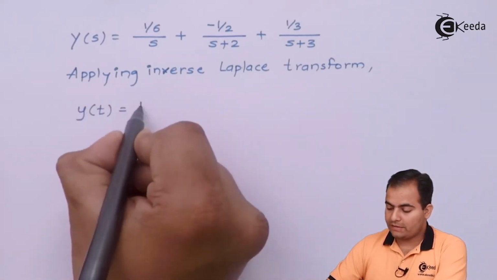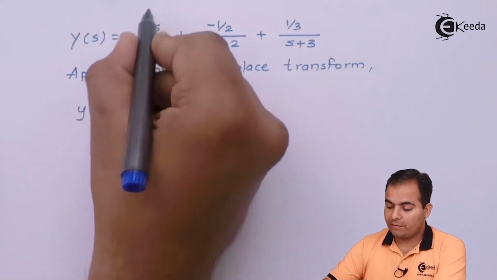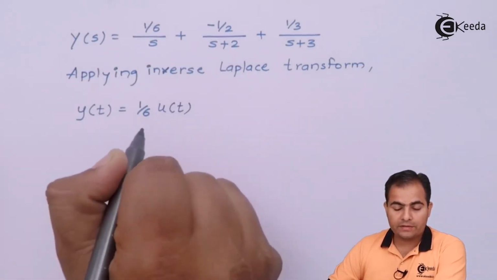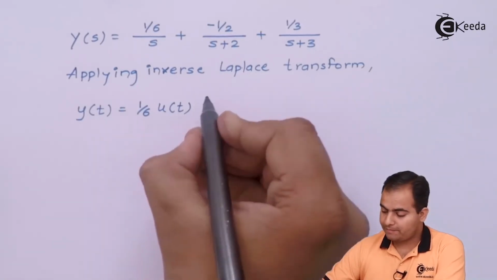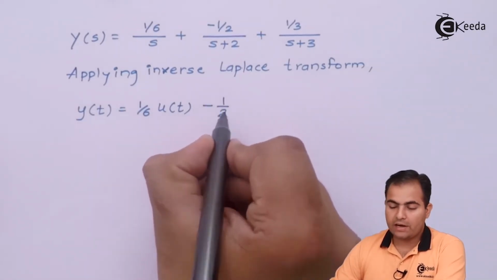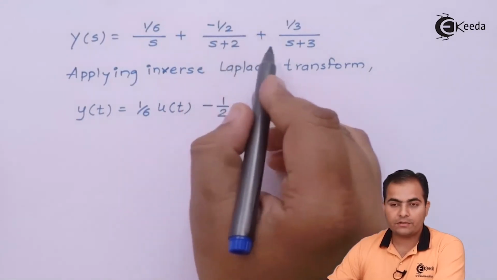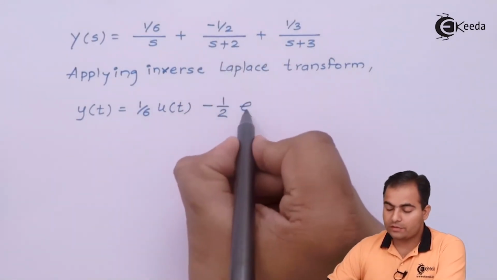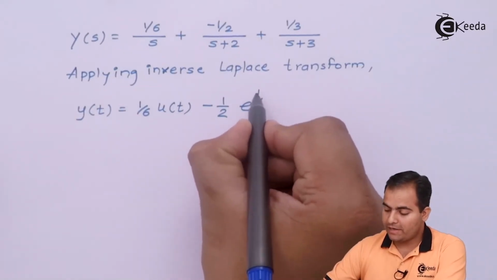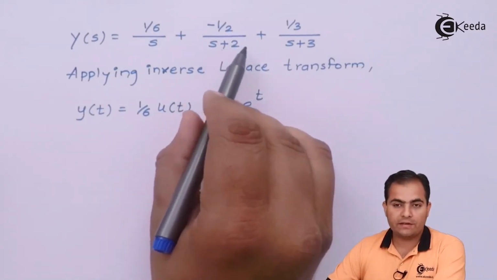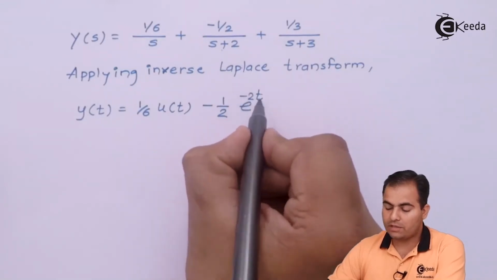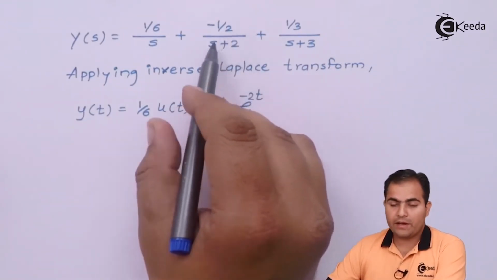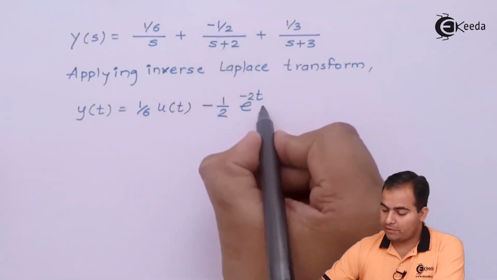Now 1 by 6 is a constant and the 1 by s is nothing but u of t, because the input which is applied is unit step. Next, the half is a constant and we have 1 upon s plus 2. If the s is shifted by 2, then of course we will use the frequency shifting property and multiply this t value by the opposite sign value of plus 2. It is minus 2. So the answer is e to the power minus 2t. Now this plus 2 is removed. So what we have? 1 by s, and 1 by s is nothing but unit step.